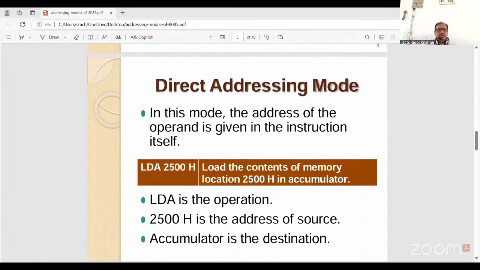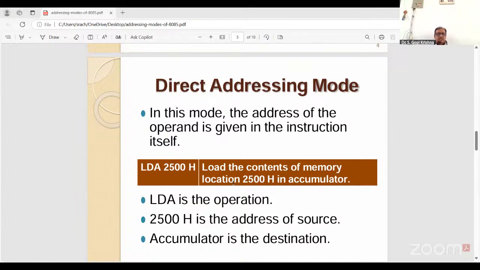Now coming to the first one, direct addressing mode. In this mode, the address of the operand is given in the instruction itself. For example, LDA is an instruction followed by a 16-bit address. Load the contents of memory location 2500 in the accumulator. It means whatever data is there in memory location 2500 is to be kept in the accumulator. So directly by addressing the memory, we transfer the data into the accumulator.